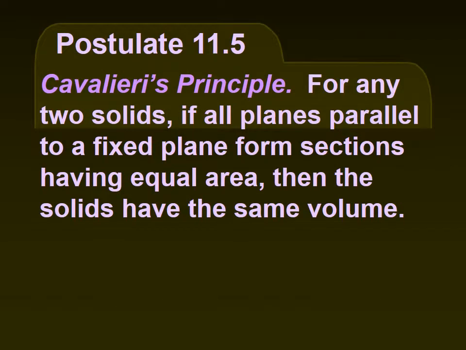Okay, so let's talk about Cavalieri. He was a mathematician, and he came up with this idea. He said if you have two solids, and all of the planes are parallel to a fixed plane, and all of the sections of those two solids have equal area, then the solids have the same volume. So you're like, well, wouldn't they just look like the same solid if all of the cross sections or all the sections have the same area?